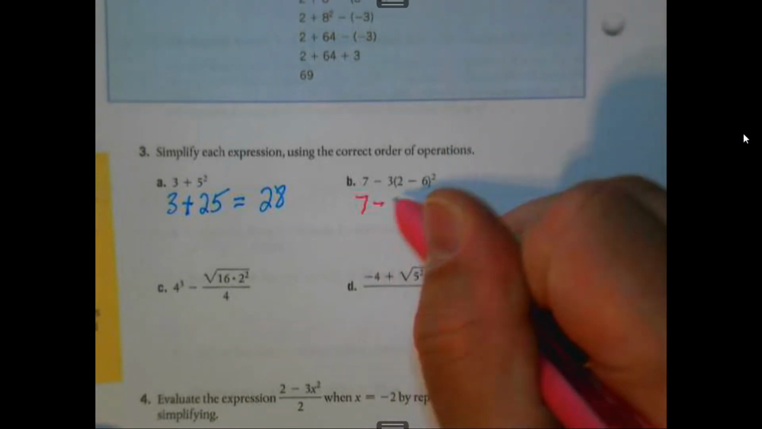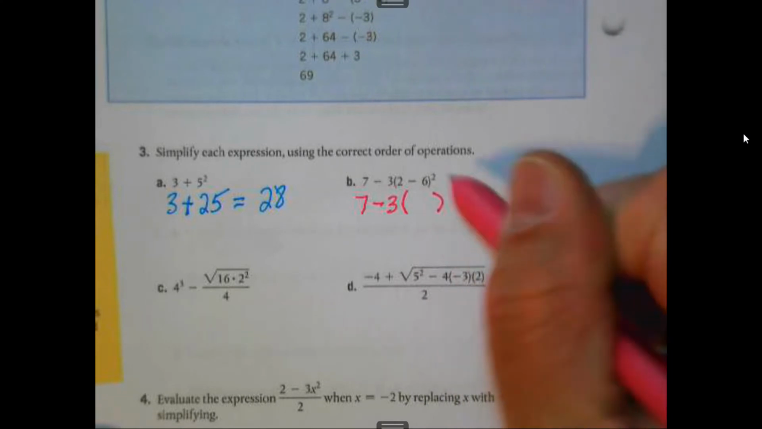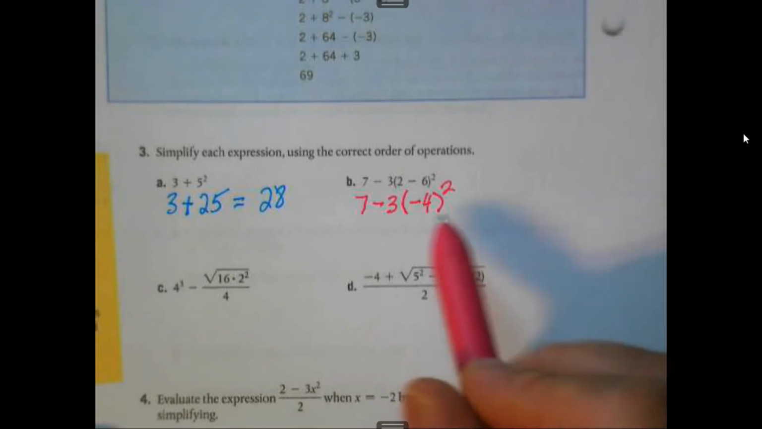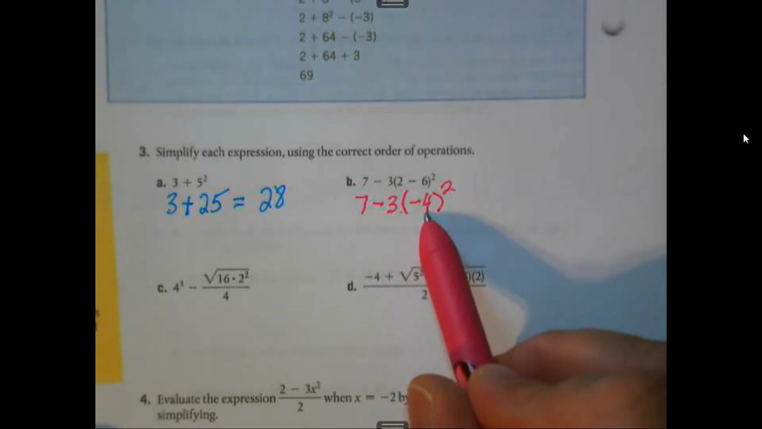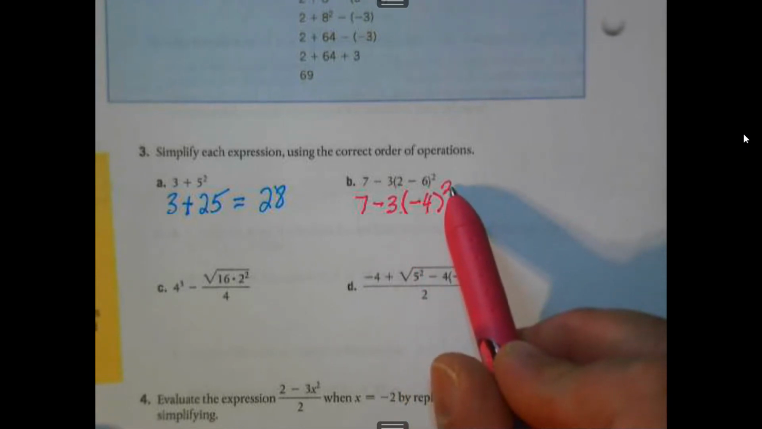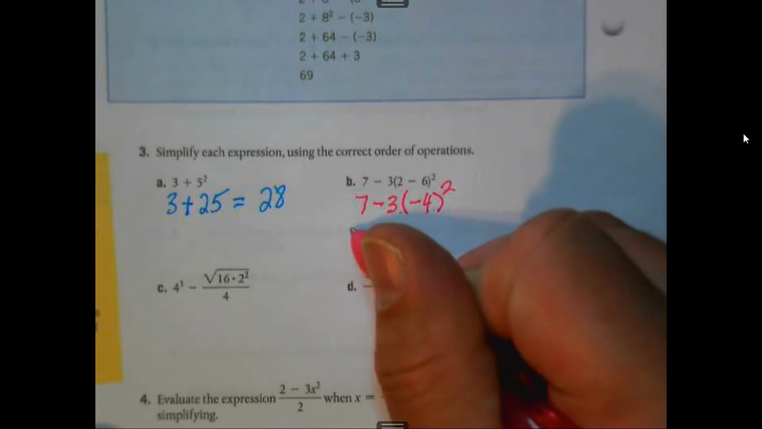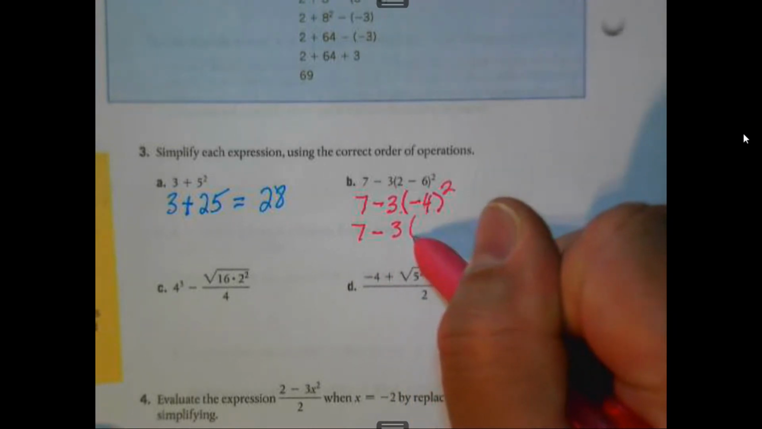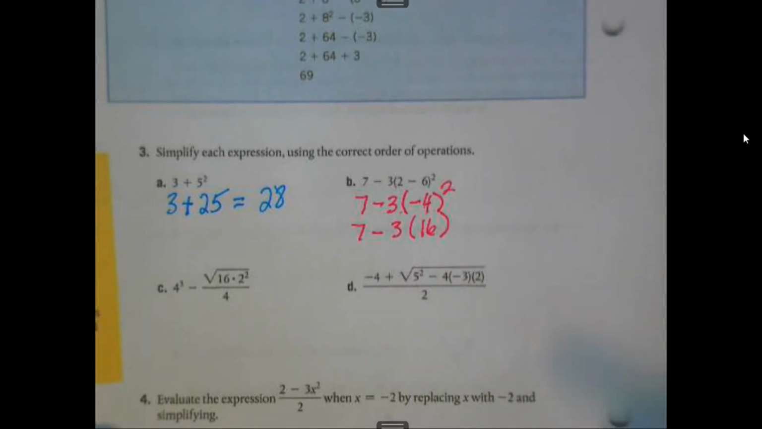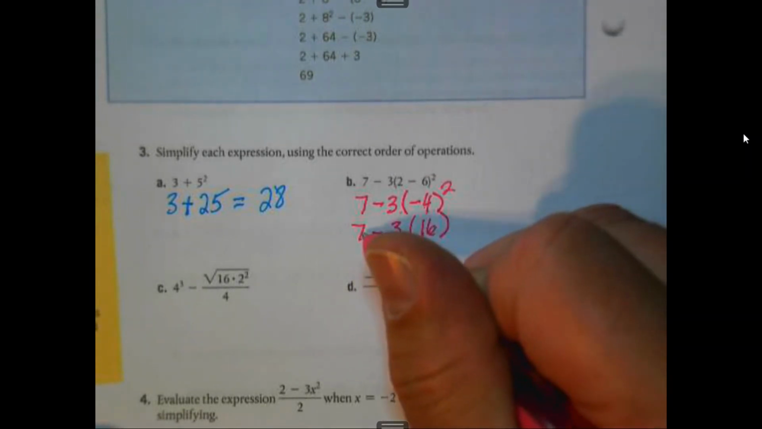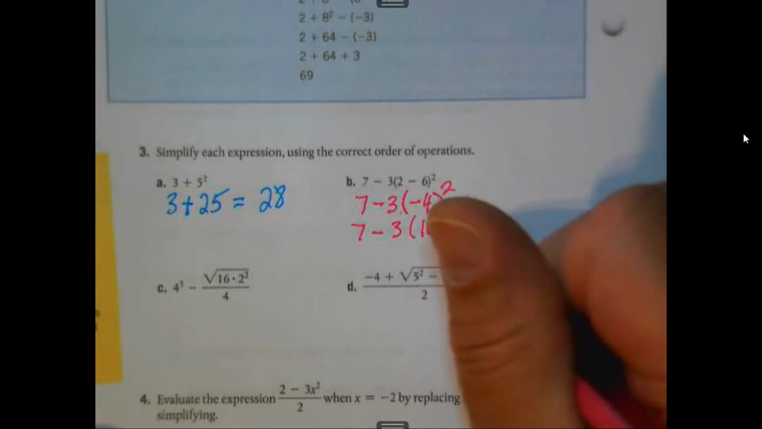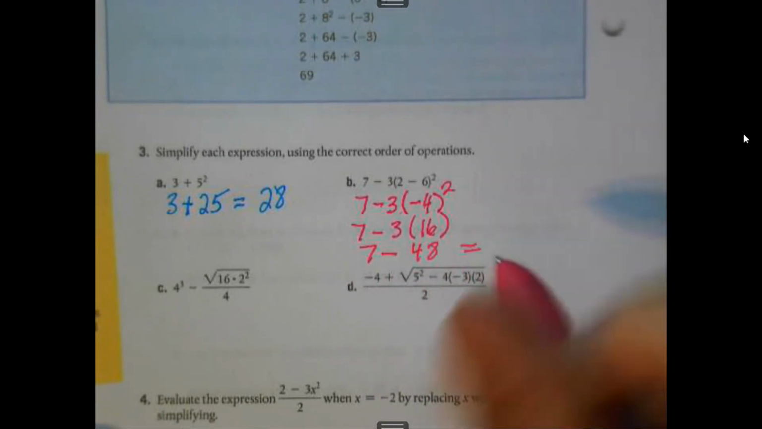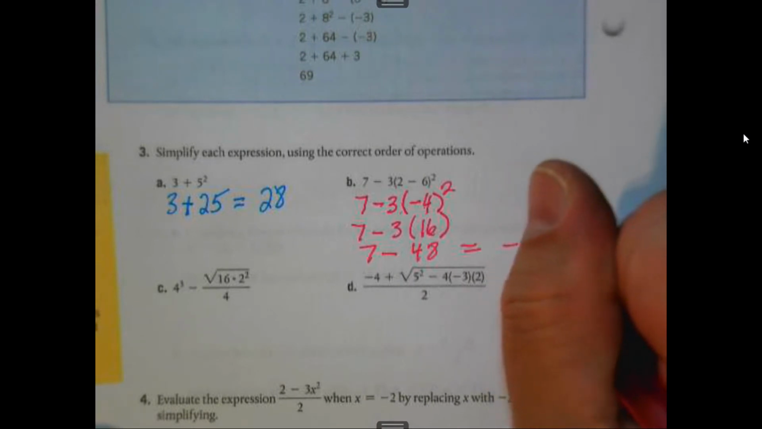Now with parentheses, everything else is the same. I'm going to do parentheses first. 2 minus 6 is negative 4, squared. Then I have nothing to do in the parentheses now, I did it. So then I have exponents, so 7 minus 3 times, negative 4 squared is 16. Okay, multiplication and division, 3 times 16 is 48, and then 7 minus 48 is negative 41.